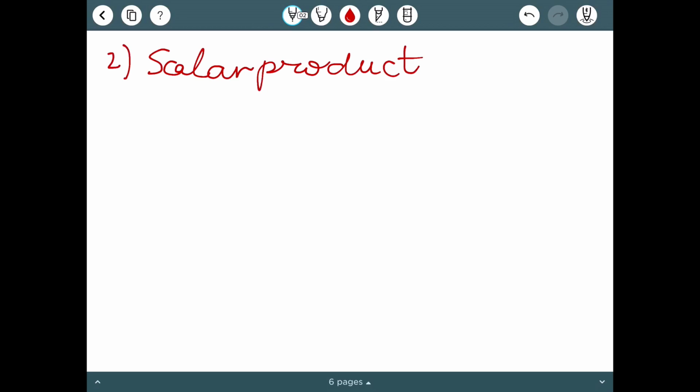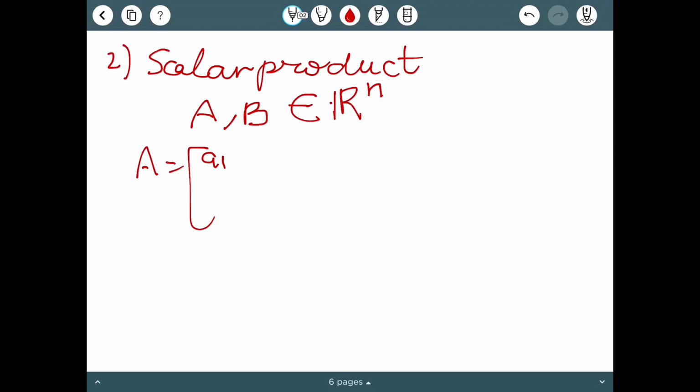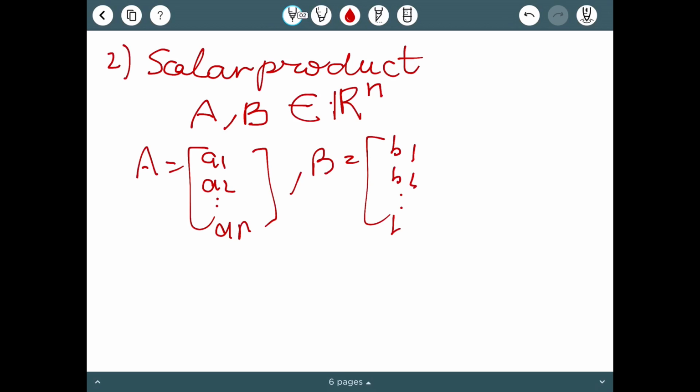Okay, so now what is a scalar product? Well, consider two vectors. Call them A and B, capital A and B. And suppose these vectors belong to the set of Rn. And say A is equal to something like A1, A2 up to An, and similarly B is also equal to B1, B2 up to Bn.